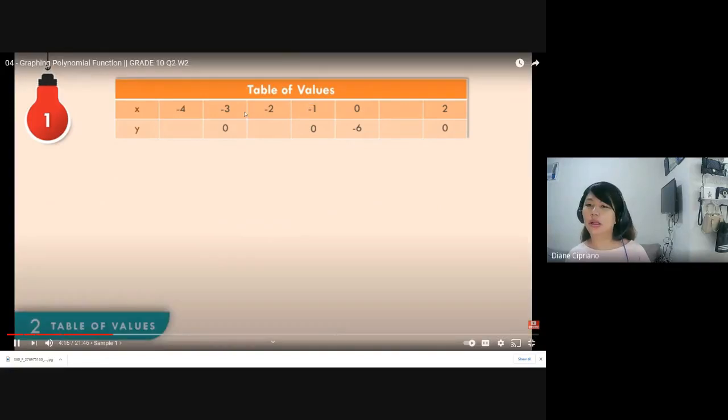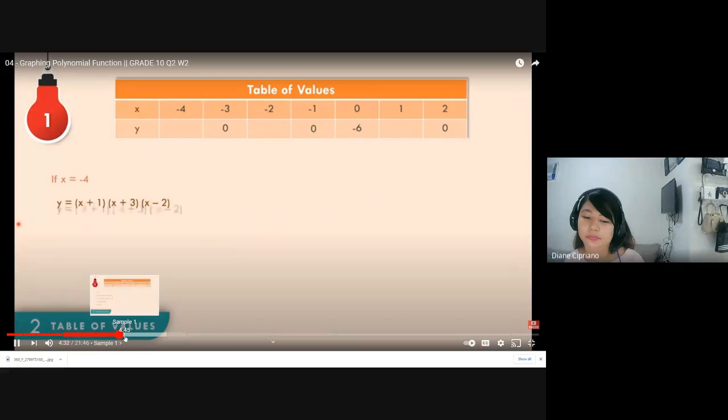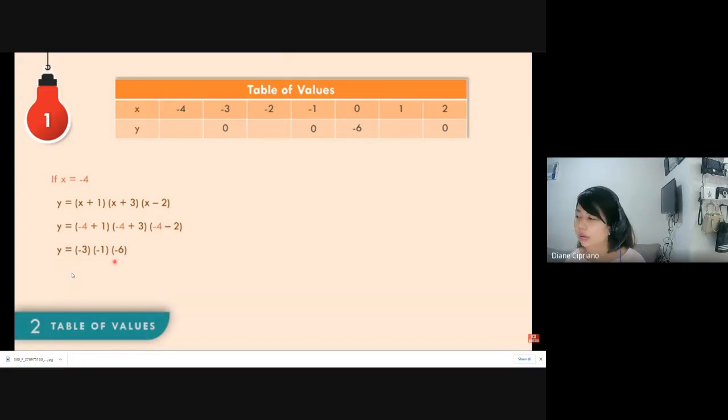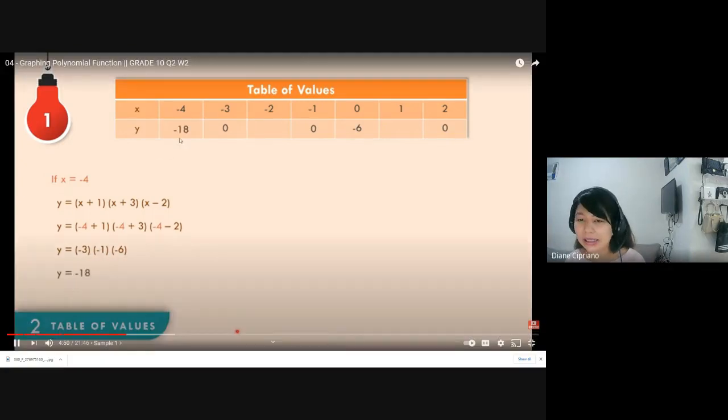Ayan. So, complete the table of values lang. We have 1, 2, negative 1, negative 2, negative 3, negative 4. If the x is negative 4, your y is, ayan. So, sinubstitute yung negative 4. Okay? So, your y will be equal to negative 18. So, you got the value of y is negative 18.